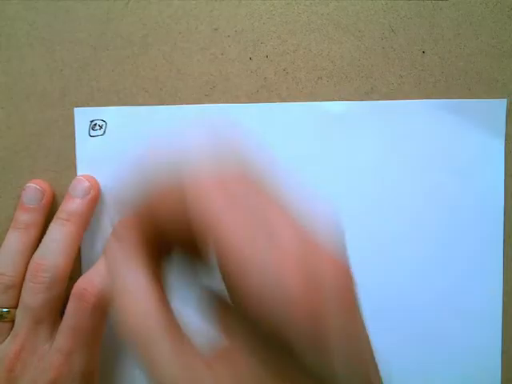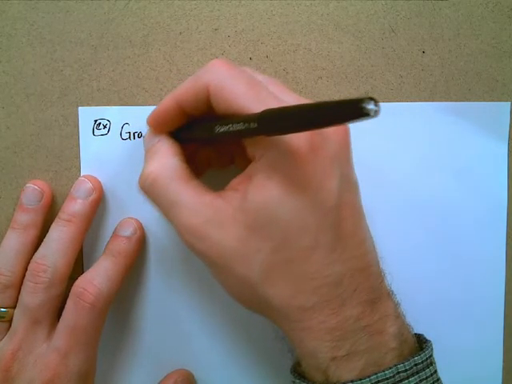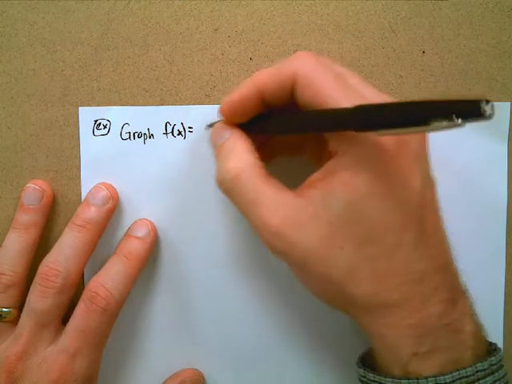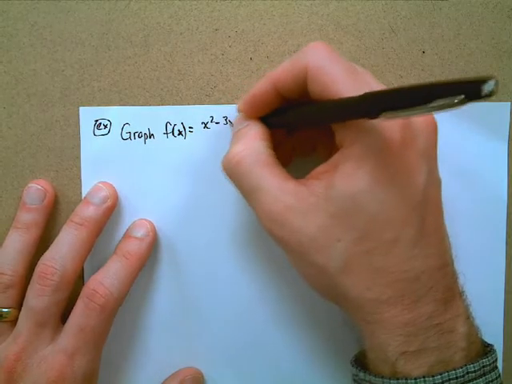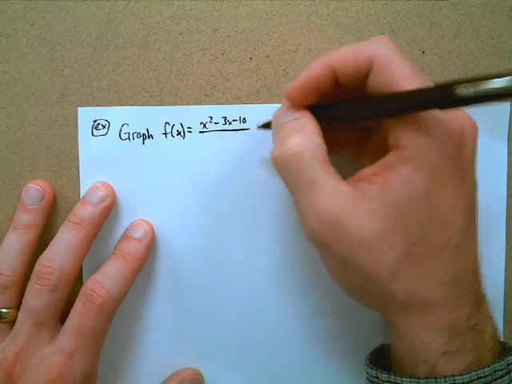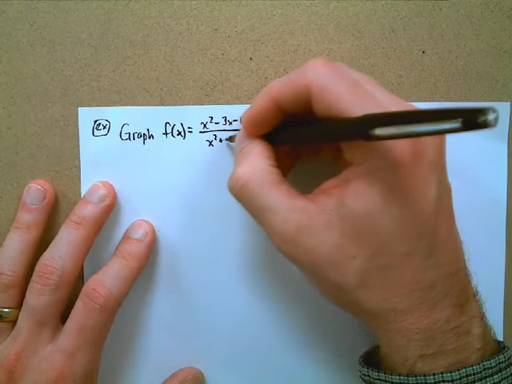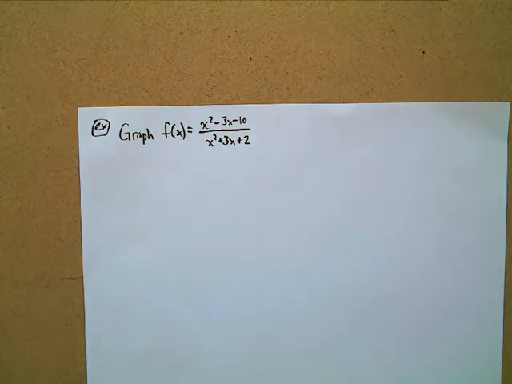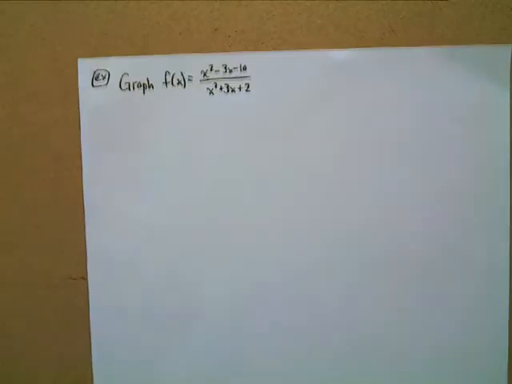All right. Let's now graph f of x equal to x squared minus 3x minus 10 over x squared plus 3x plus 2. So start with our domain.